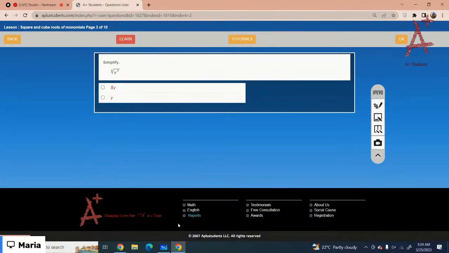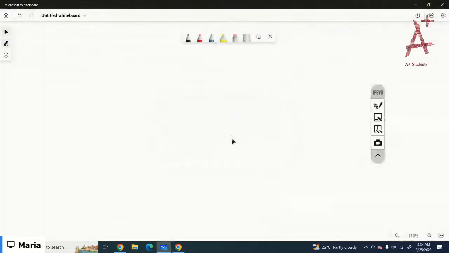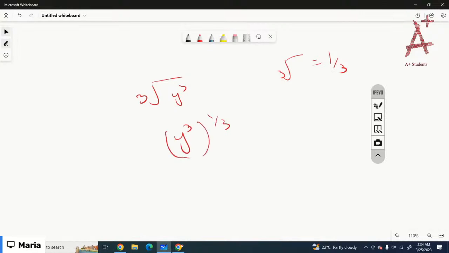Okay, the next one is cube root of y cube. Cube root of y exponent 3. So cube root means that equals 1 over 3. So it would be y exponent 3 and 1 over 3. Got it? Now the exponents are going to multiply. So it would be 3 times 1 over 3. 3 and 3 cancel out. So it is left with just y. Got it? So the correct option is y.